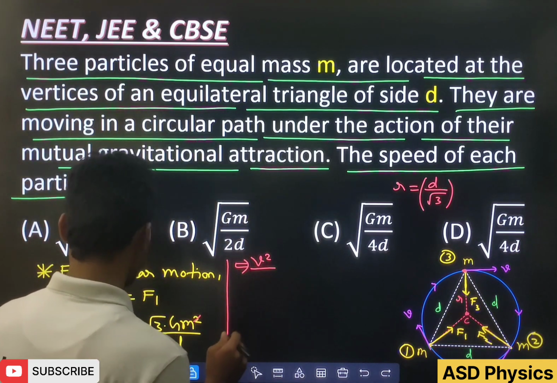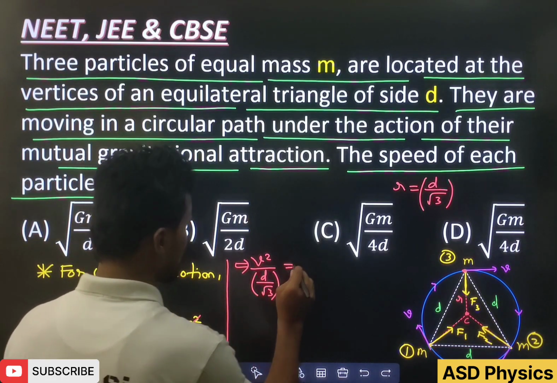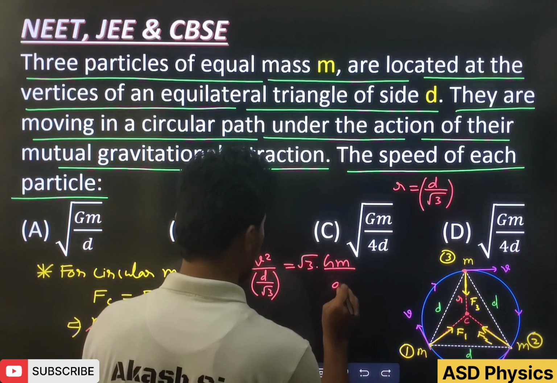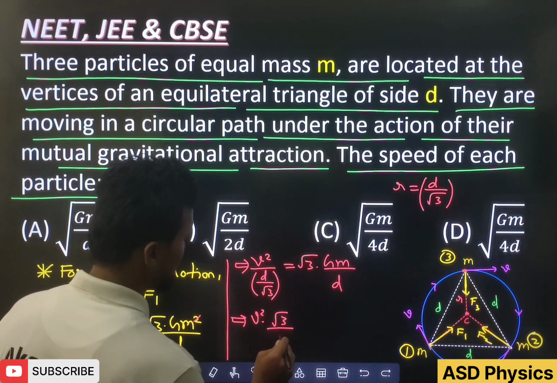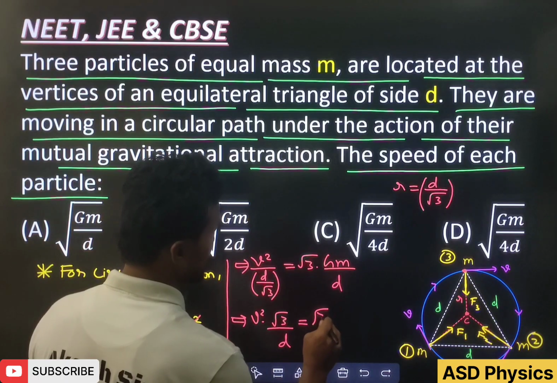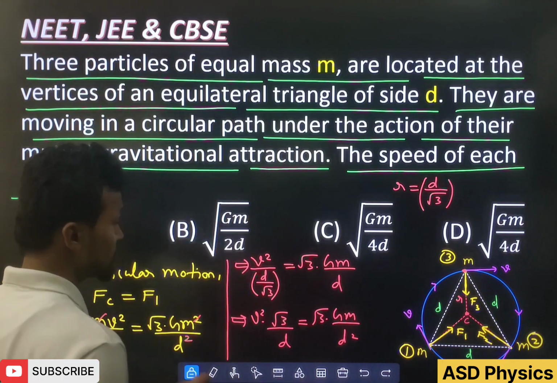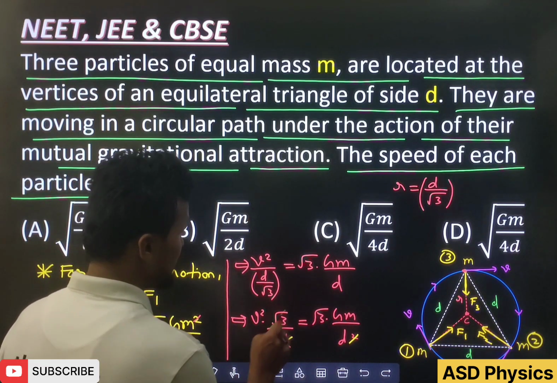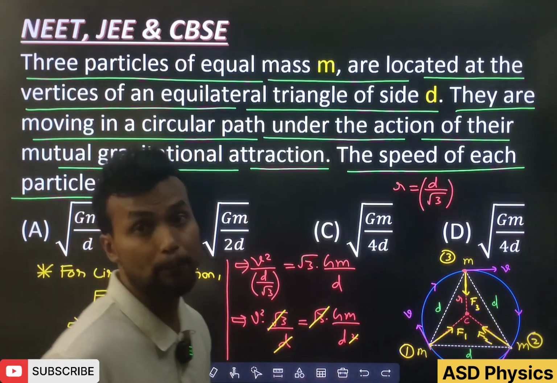So what will this r value be? d by root 3. Here we can write root 3 Gm by d. Now we can write v square into root 3 by d, and on the other side root 3 Gm by d square. From this, one d will cancel out, and this root 3 will also cancel out. So what is coming? v square equal to Gm by d.